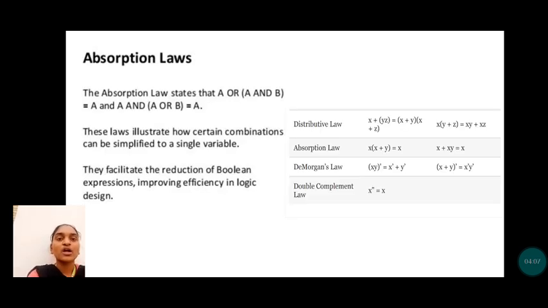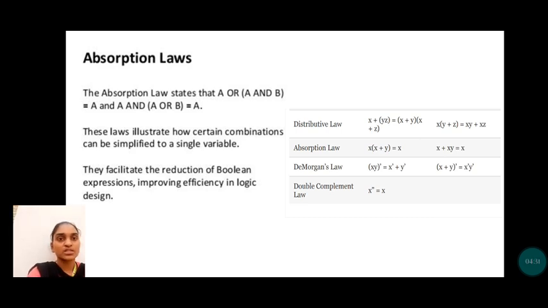Absorption laws. The absorption laws state that A OR (A AND B) equals A and A AND (A OR B) equals A. These laws illustrate how certain combinations can be simplified to a single variable. They facilitate the reduction of Boolean expressions, improving efficiency in logic design.